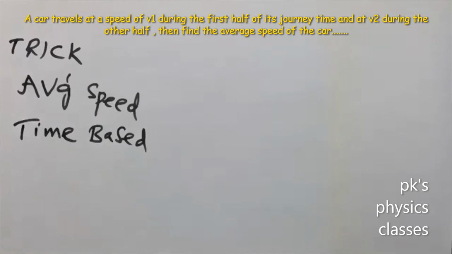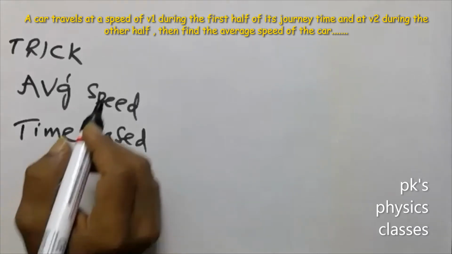In some questions, we'll see a certain journey time divided into certain parts, and within each part the speeds are given. You will be asked to find the average speed. So here is a simple question. A car travels at a speed of V1 during the first half of its journey time and V2 during the other half. Then find the average speed of the car.